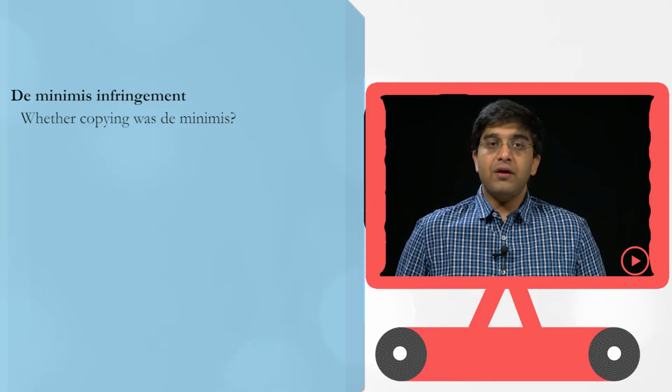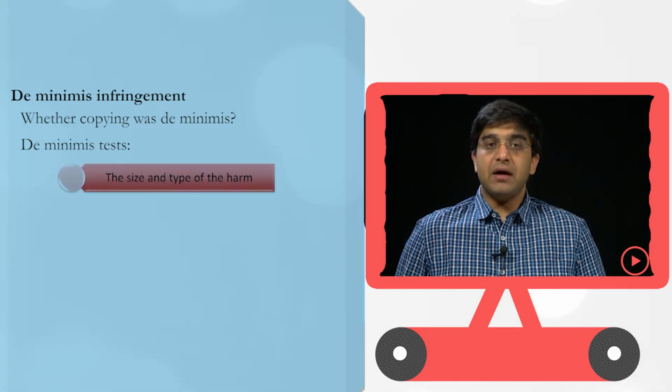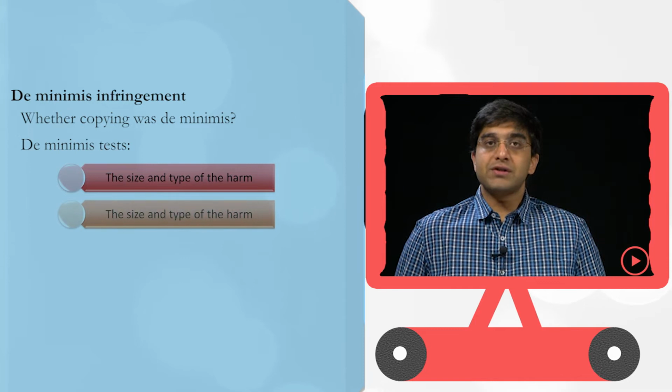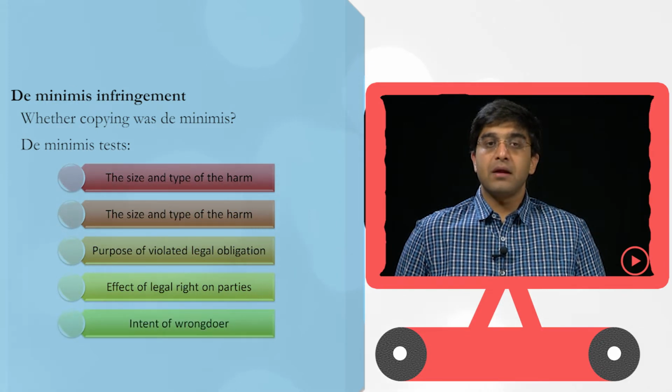The court found 5 different tests which apply with respect to de minimis infringement. Firstly, the size and type of the harm, the cost of adjudication, the purpose of the violated legal obligation, the effect of the legal right on the parties, and the intent of the wrongdoer.